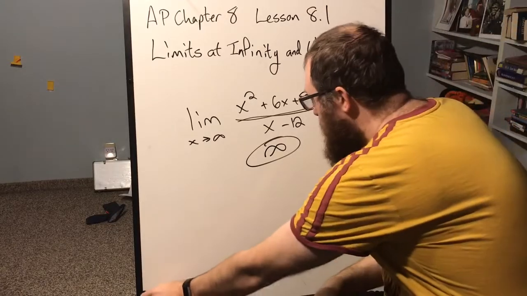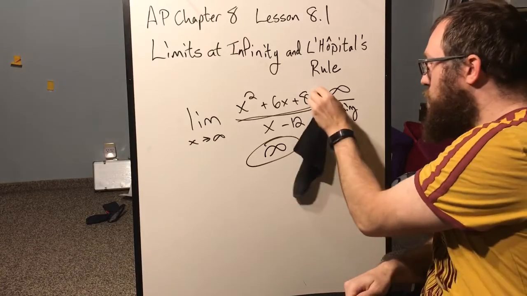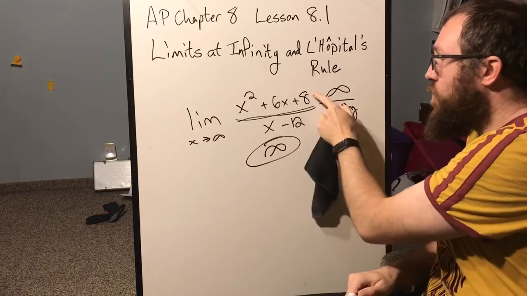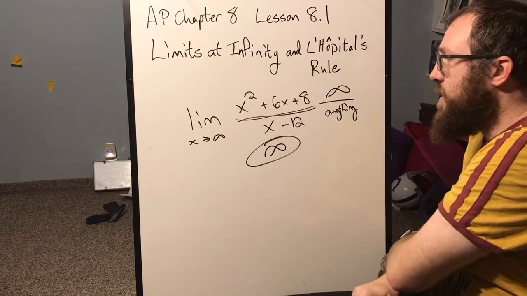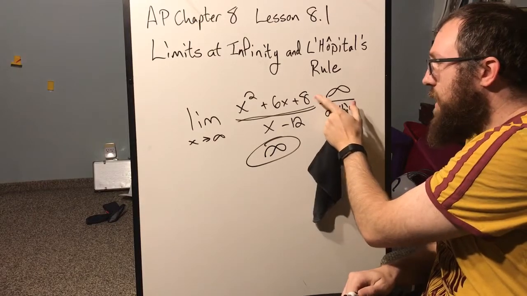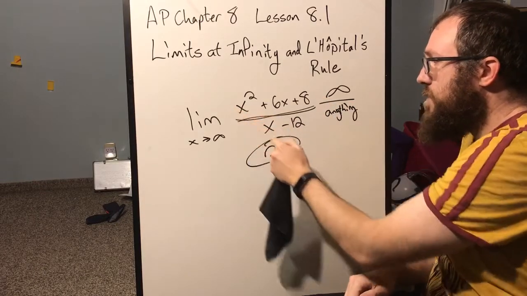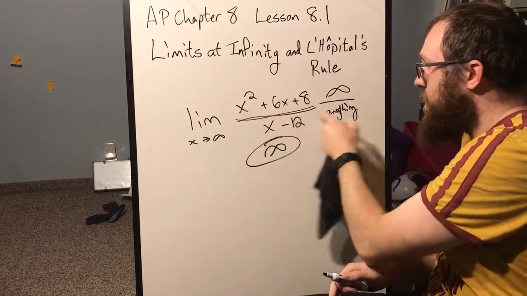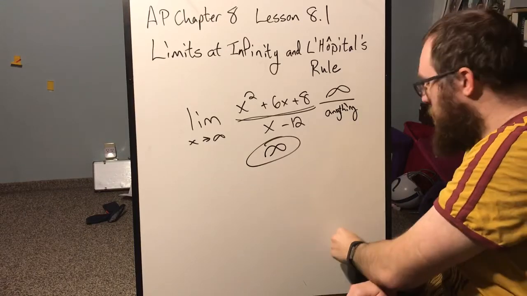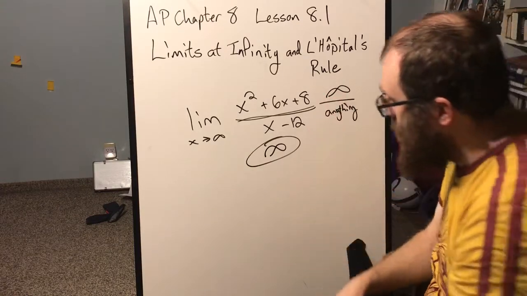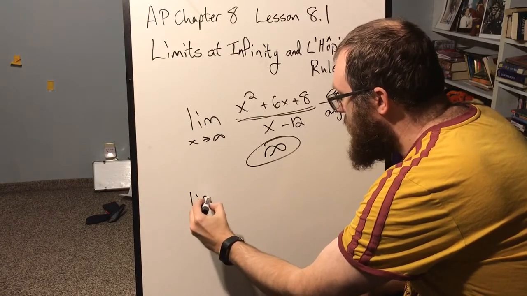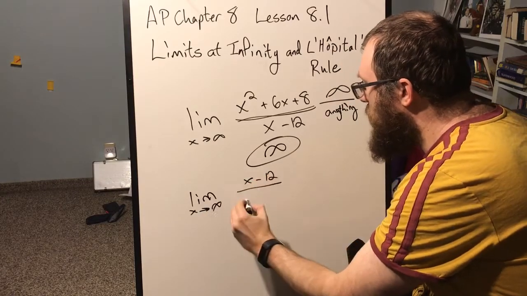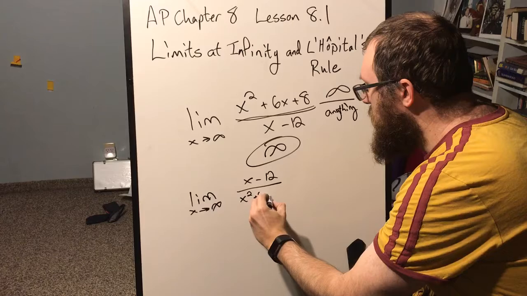And so it's going to take over and just take off. So if the top wins, we look at the top to take us where we're going. If the numerator wins, we look at the numerator to take us where we're going. If the numerator was negative, because of a negative a value, it would be negative infinity. Because the numerator is positive, it's pulling us to infinity. Now, what if this was reversed? What if I have the exact opposite? The limit as x approaches infinity of x minus 12 over x squared plus 6x plus 8.